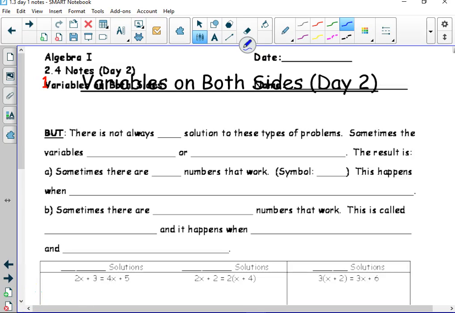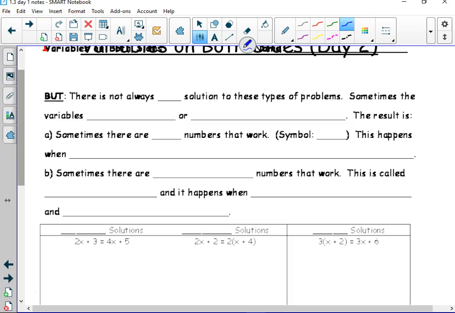2, technically. So, there is not always one solution. So the problems we just did all had one answer. -2, 0, 7, whatever. One answer. Okay?